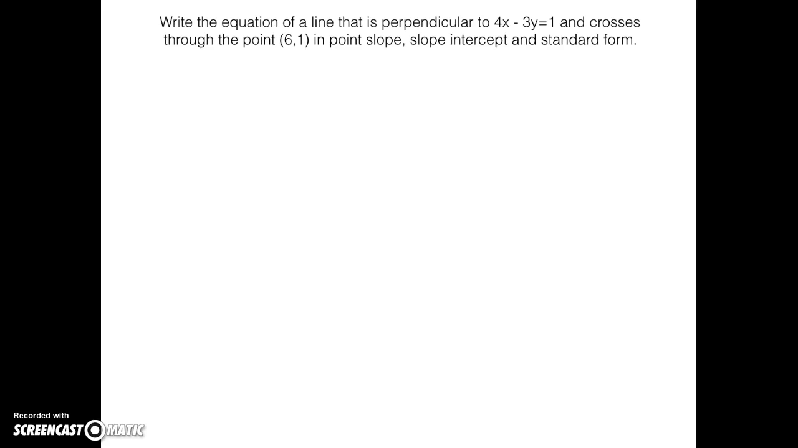Write the equation of a line that is perpendicular to 4x minus 3y equals 1 and crosses through the point 6, 1, and we're going to write them in the three forms we've learned so far: point-slope, slope-intercept, and standard form.